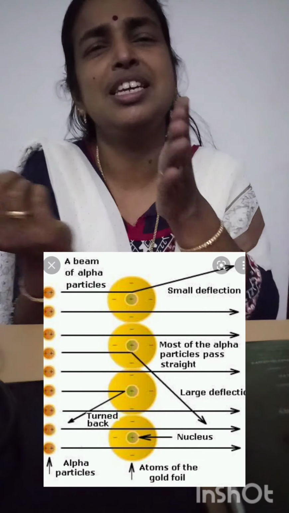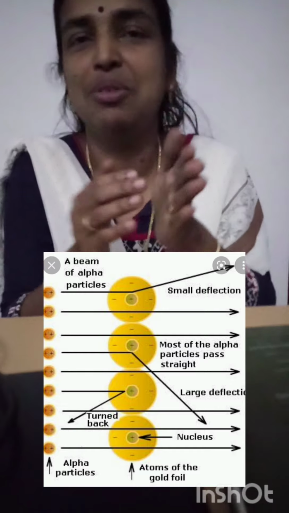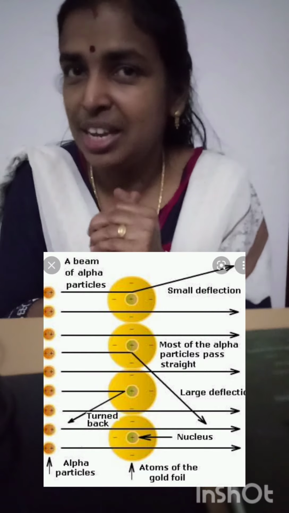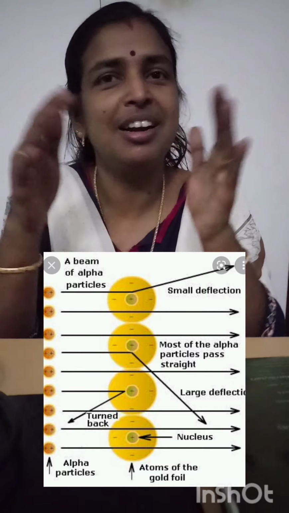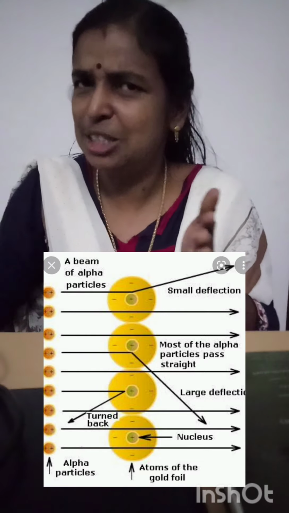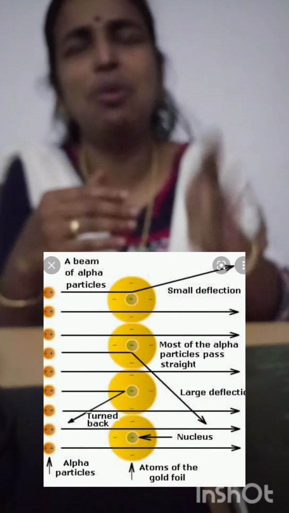When he observed that most of the alpha particles easily passed through the gold foil, he concluded that atoms contain large empty space. That is why they pass easily, with no obstacle. So almost all the alpha rays passed without any deviation. So he understood the first conclusion: atoms contain large empty space.